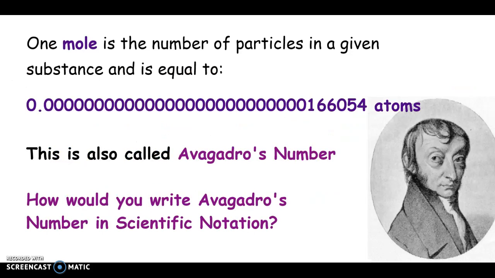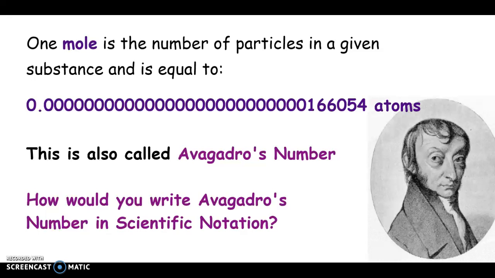Okay, and then we have Avogadro. So Avogadro created this number, and it's called a mole. And the mole is the number of particles in a given substance, and it's equal to this big, huge number. Well, we don't want to have to work with all of those zeros, so we're going to write this in scientific notation. But if you notice, the zeros are on the left instead of the right, which makes this a very, very, very small number.